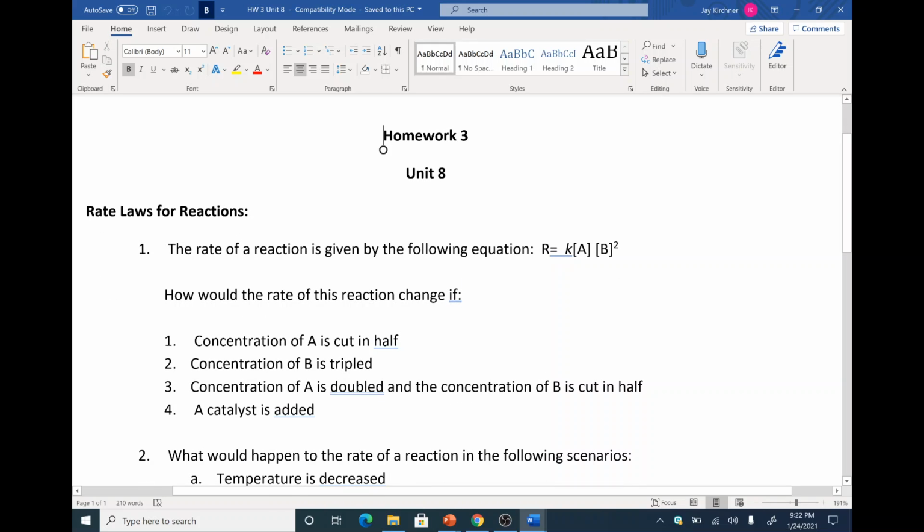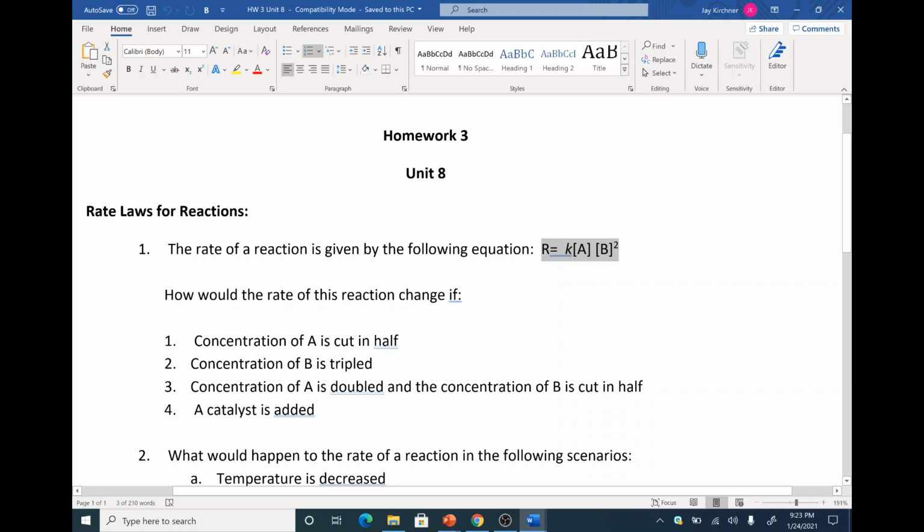Now, all we're doing with this is we're looking at this equation and thinking about what happens if we change the amounts of A and B. So if we change A and cut it in half, if this used to be 1 and now it's 1/2, this would be 1/2 of what it was then. If we triple B, so let's say we have a 1 and a 3 before, so it's 1 times 3 squared is 9.